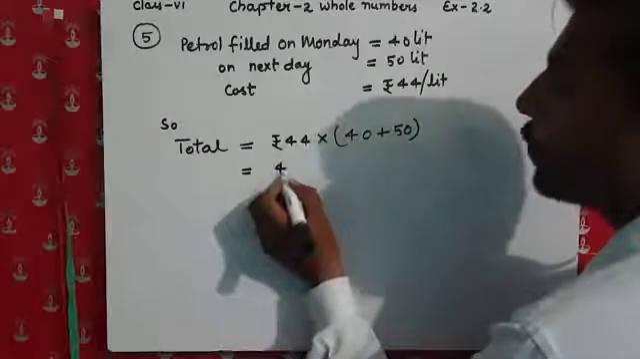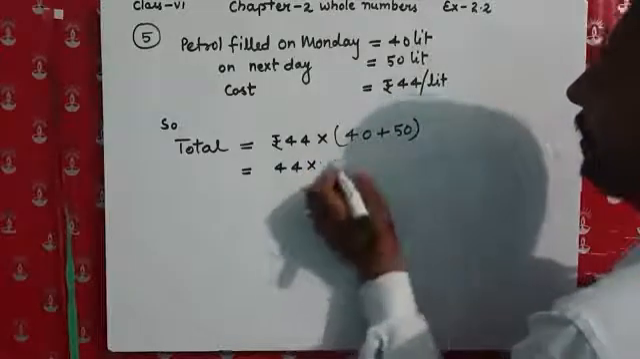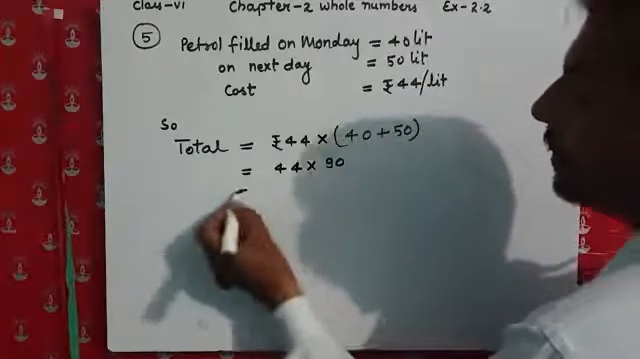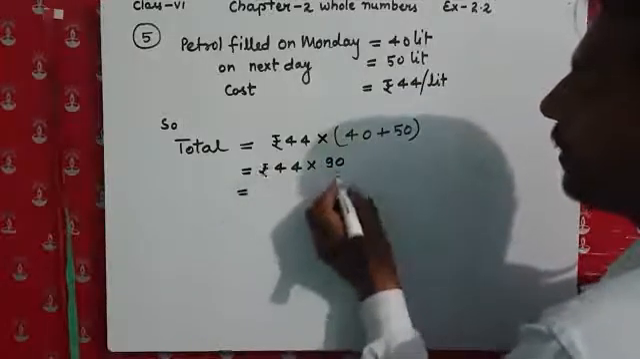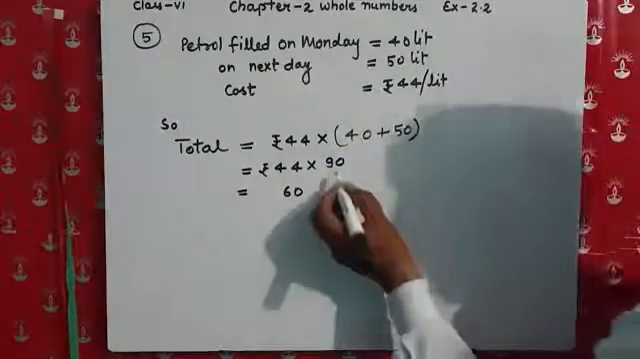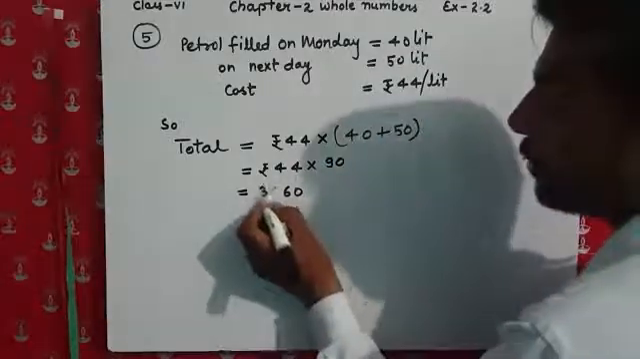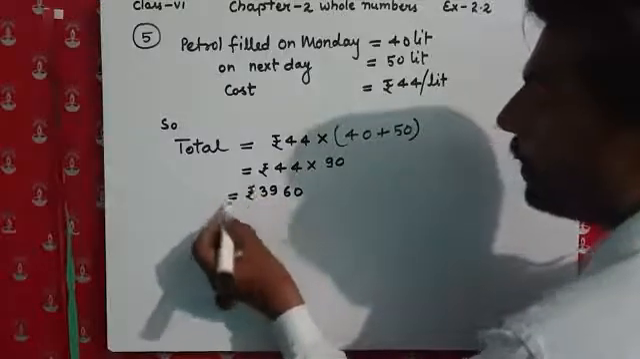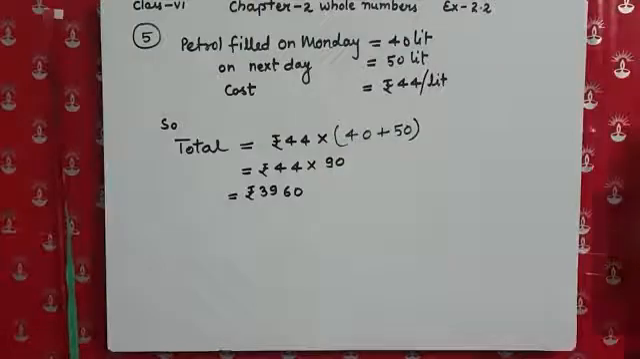So here this 44 is multiplied with, now adding, it becomes 90. Now here 0 as it is, 9 4s are 36, 3 carry over, again 9 4s are 36 plus 3, so it becomes 39. So finally we are getting the total amount, that is 3,960 rupees.